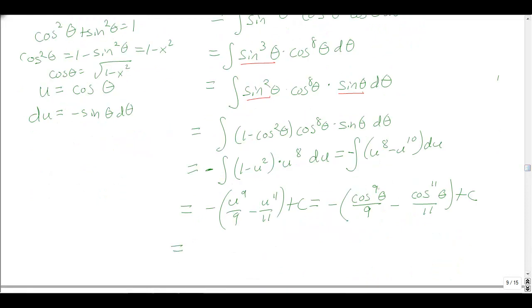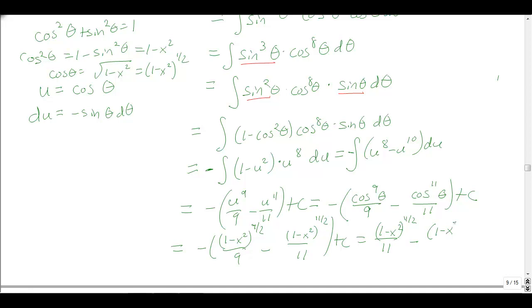And so this cosine to the 9th theta, that's, well, square root 1 minus x squared, that's 1 minus x squared to the 1/2 raised to the 9th. That gives me a negative 1 minus x squared to the 9/2 over 9. And then minus cosine theta is 1 minus x squared to the 1/2, but raised to the 11th is 11/2 over 11 plus c. And then I can distribute the negative. And what I get is 1 minus x squared to the 11/2 over 11 minus 1 minus x squared to the 9/2 over 9 plus c.